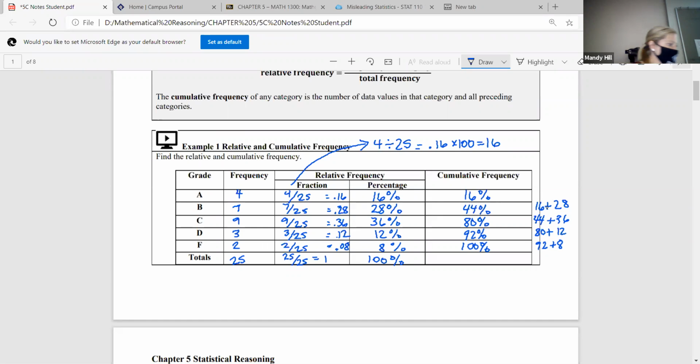Okay. Questions about any of that stuff? That can be a little bit confusing, but that's what cumulative frequency means. You're taking that category, adding the next category, and you just keep on going until you get to your 100%. Okay. Questions?